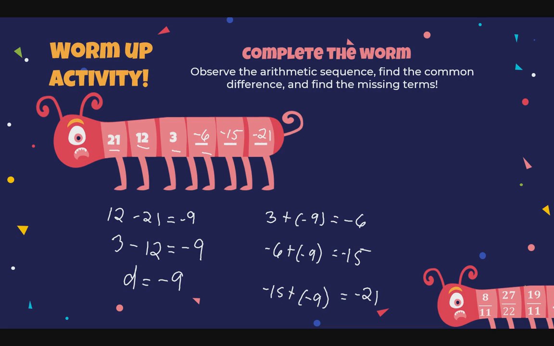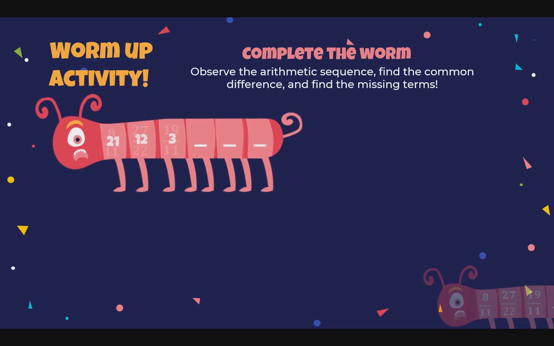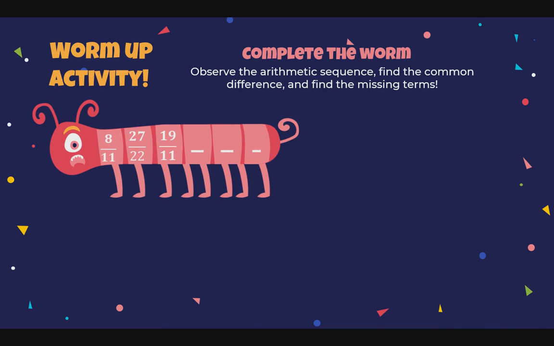Okay, so I hope you're learning. Before we proceed to our last example. So last one, we have 8 over 11, 27 over 22, and 19 over 11. So as you can see, we have here a sequence of dissimilar fractions. So to get the missing terms, let's find first the common difference.